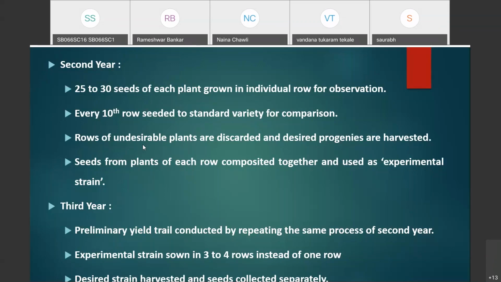In the second year, 25 to 30 seeds of each plant are collected and grown in an individual row for observational purposes. At every 10th row, a standard variety or check is grown for comparison.